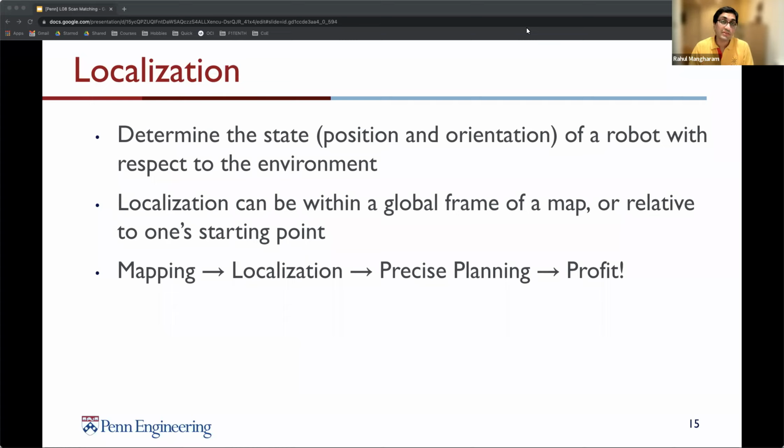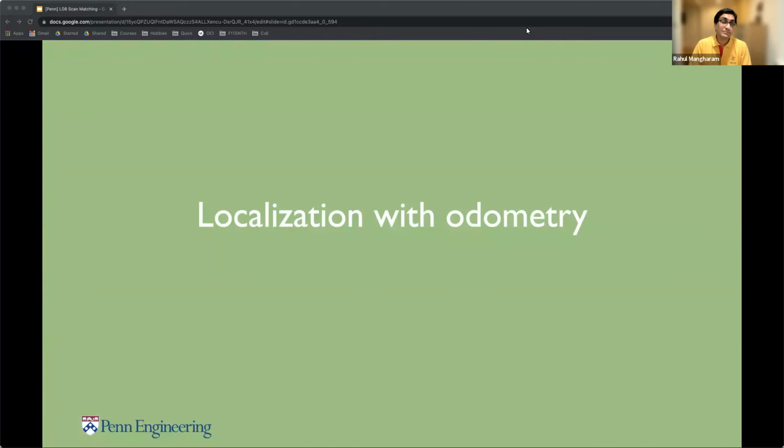Localization can be done within the global frame of some given map, or it can simply be relative to one's starting position. How far to the left or to the right I am from my initial starting point. So localization is a key component for all methods in this course moving forward. So even if you don't directly implement every building block, we can get started with actually looking at the essential ones today, and then use ready-made, optimized, production-ready SLAM algorithms in the future.